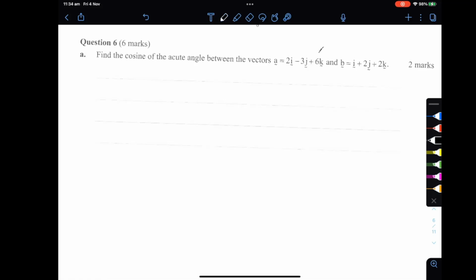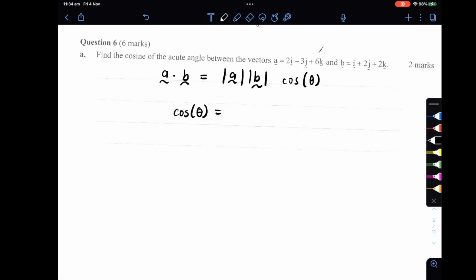So if we want to find the angle, we use the dot product. We remember that dot product is equal to magnitude of A times magnitude of B, cosine theta. Theta here is the angle. So if we want to find cosine theta, it's just A dot B over mod A mod B. So if we dot product these things here, we're going to get 2 times 1, which is 2. This here is negative 6, and then this here becomes positive 12.